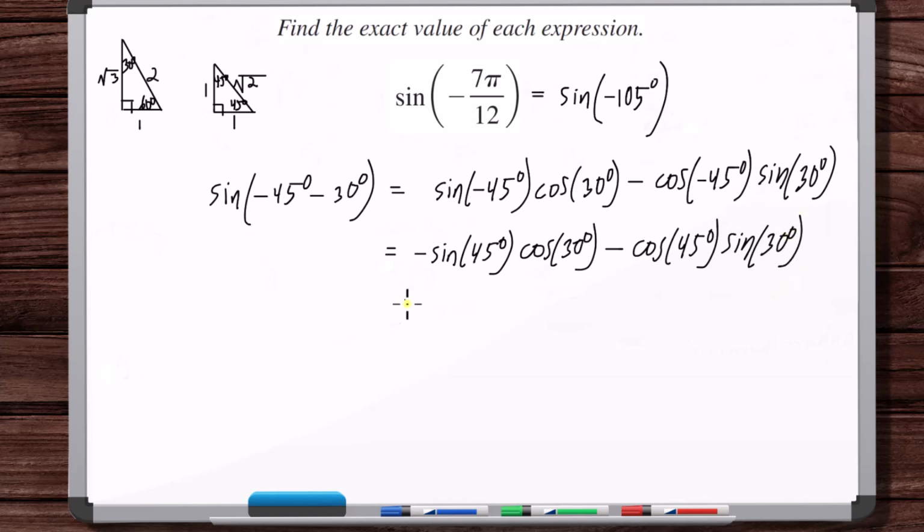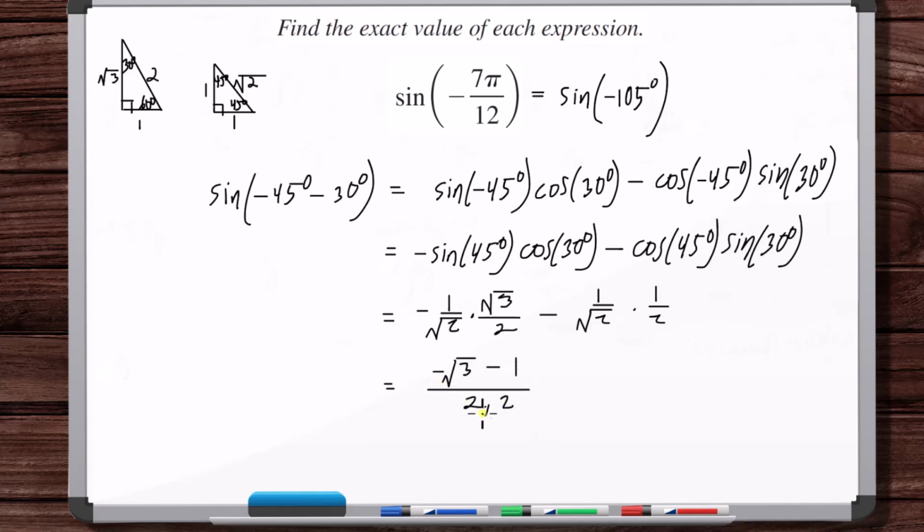Okay, sine of 45 is opposite over hypotenuse, so 1 over root 2. Cosine 30, cosine 45, and then sine 30. So minus root 3 minus 1 over 2 root 2. So minus root 6 minus root 2 over 4.